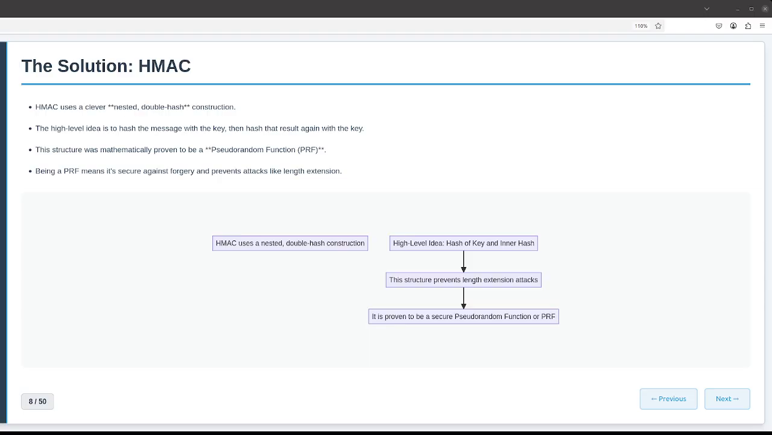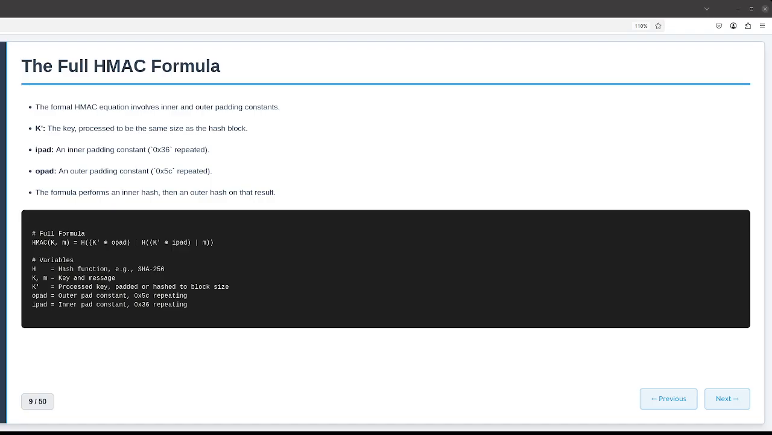The formula, at a high level, is HMAC equals H of key concatenated with H of key concatenated with message. By hashing the key with an inner hash, and then hashing that result again with the key, this method completely eliminates the possibility of length extension attacks. The internal state from the inner hash is masked by the outer hash, and an attacker cannot manipulate it. This nested structure has been mathematically proven to be a secure pseudorandom function, or PRF, which is the gold standard for HMAC algorithm. The full HMAC formula.